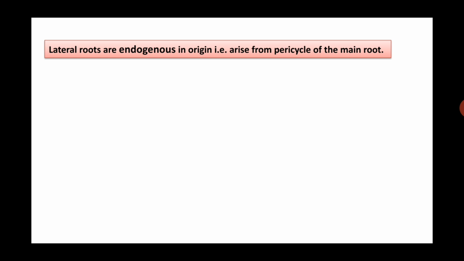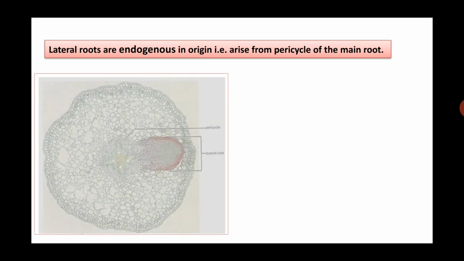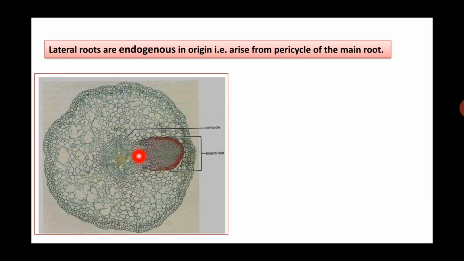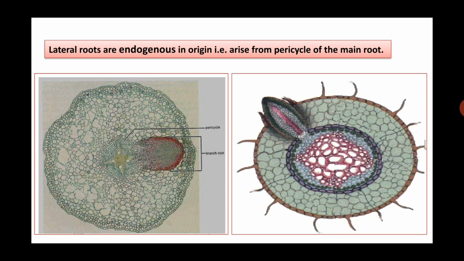Lateral roots are endogenous in origin, that is, they arise from the pericycle of the main root. The pericycle is the layer present next to, or beneath, the endodermis. From the pericycle the lateral roots arise, therefore they are called endogenous in origin. But in case of stem, the branches arise exogenously, that is superficially. So here you can see clearly the pericycle giving rise to lateral root.